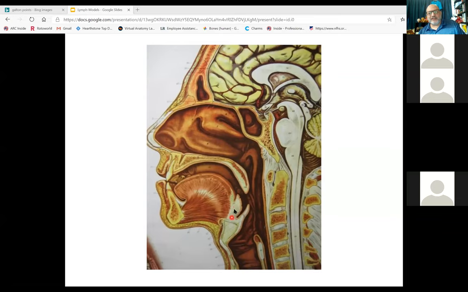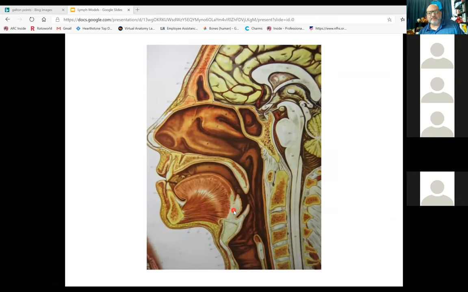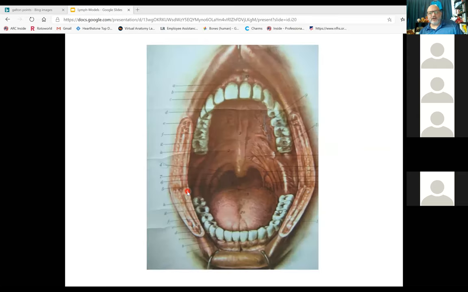This big white one here then would be the lingual tonsil. And you can kind of see a little bit of the palatine here, although it's not a very good view of it. Here is a better view of that palatine tonsil. Remember, as we talked about, it is in that indentation between these two arches.